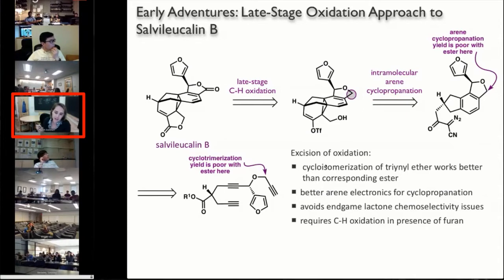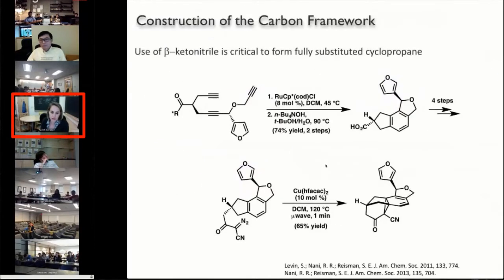Moreover, we found that having electron-deficient arenes were bad for these arene cyclopropanation reactions. By being able to leave out that oxidation state, the electronics for the arene cyclopropanation are much improved. We also thought there were some additional advantages, but ultimately it meant we were going to have to perform this late-stage CH oxidation, which made us a little bit nervous, because if you look at that substrate, we have this electron-rich furan and other problems that could arise in terms of the chemistry. So if you go to the next slide, I'll show you what we ended up doing.